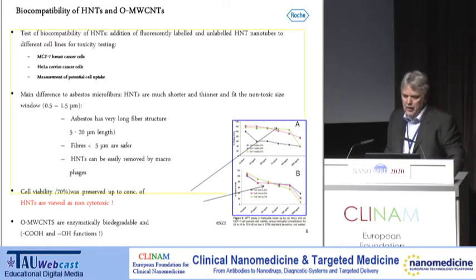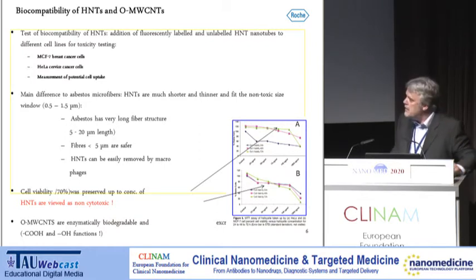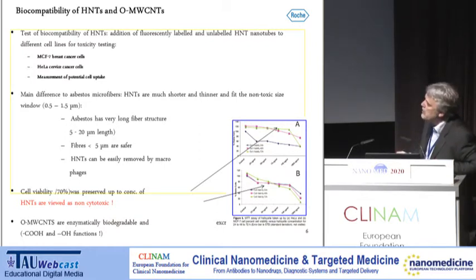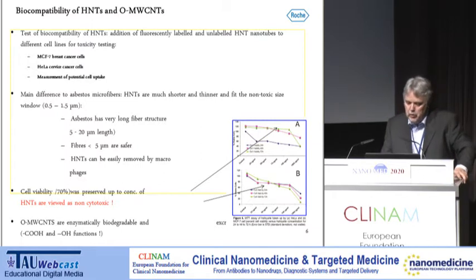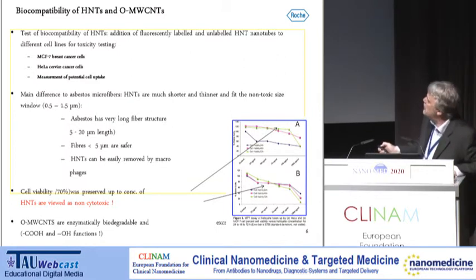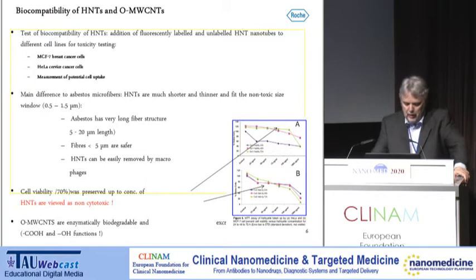Regarding the biocompatibility, this is from a paper published a few years ago by an Italian working group. They checked the biocompatibility of the halloysite nanotubes with breast cancer and cervix cancer cells, and they found that they are quite compatible up to a certain concentration, roughly in the range of 100 microgram per milliliter. It does not have the disadvantage of asbestos, which has longer fibers; these are much shorter.